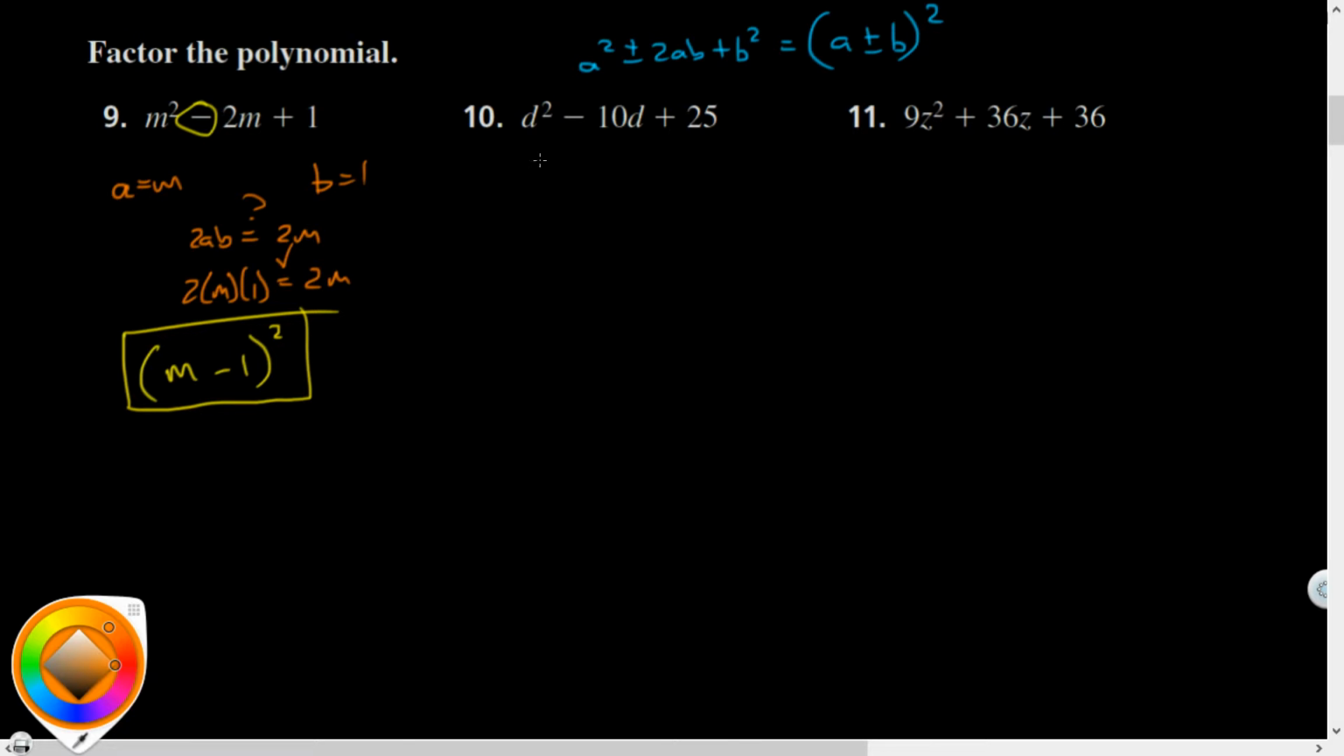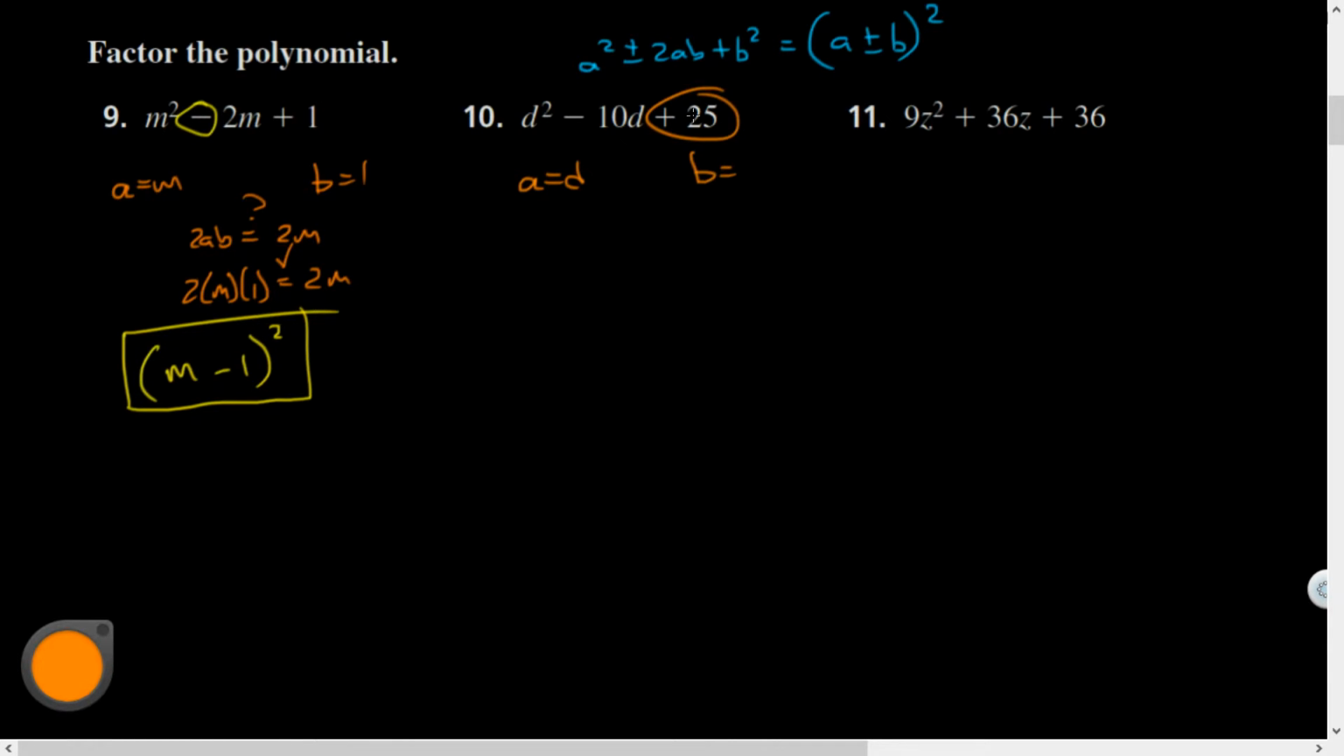Let's see, so here, a would have been d, because d squared is d squared. B would have been what number? What squared is 25? 5. And the question is, I can't just use this pattern yet until I verify this middle term. Is 2ab equal to 10d? So let's plug it in. Is 2 times d times 5 equal to 10d? And 2 times 5 is 10 times d. Yeah, it works out. Cha-ching!